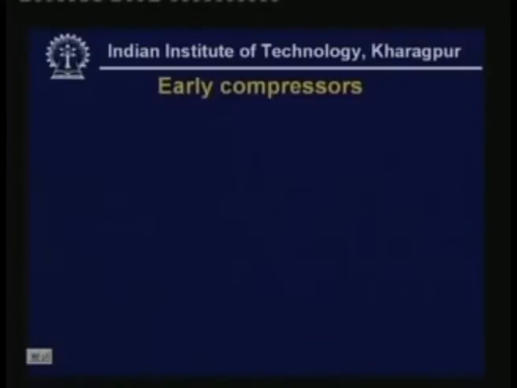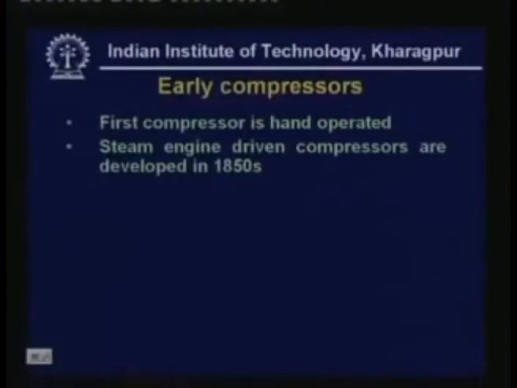Now let us look at the early compressors. What are the characteristics of the early compressors? The earliest compressor is a hand operated compressor. Now you can see that if you want to run the compressor, you have to supply some mechanical energy. That means some drive is required to run the compressor. And in the first compressor, the drive was provided by a human being. That means it was a hand operated compressor. It's just like our normal water bore wells. And later the hand operated compressors were replaced with steam engine driven compressors. This happened sometime in the 1850s.